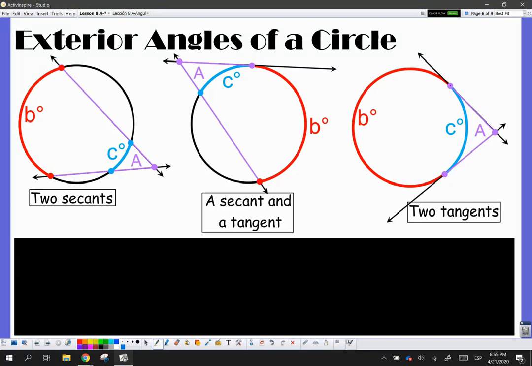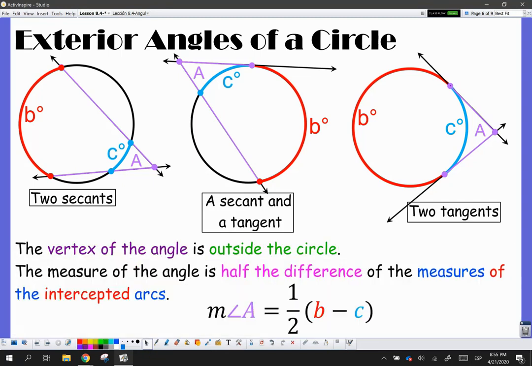Now, the reason why I have all three of these together is because, fortunately for us, the formula for these three cases is the same. The measure of angle A in all of these cases is equal to 1/2 times the measure of the arc B here in red minus the measure of the arc C.